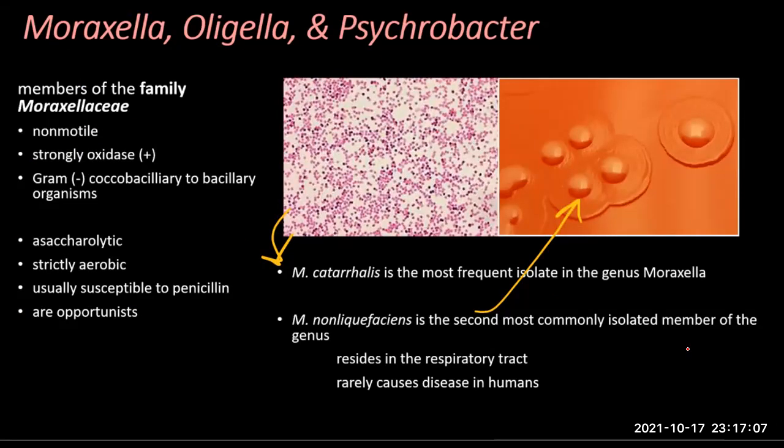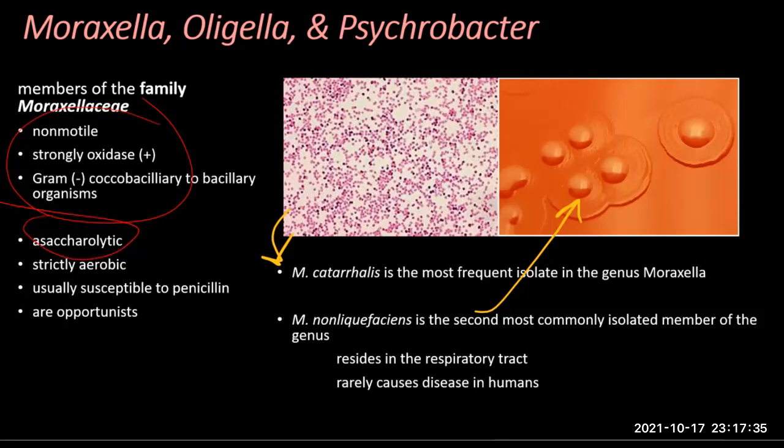And we're close to the end. We have Moraxella, Oligella, and Psychrobacter. These are members of the family Moraxellaceae. They are non-motile, strongly oxidase positive, gram-negative coccobacillary to bacillary organisms. In general, they are biochemically inert with regard to carbohydrate oxidation, meaning they are asaccharolytic.